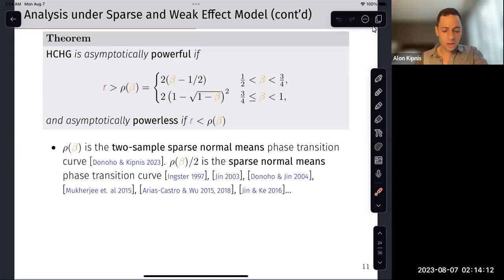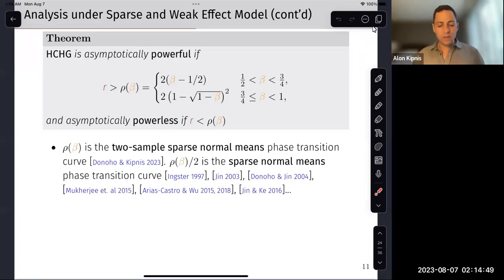Now, the phase transition curve tells you that if your signal strength is above that curve, then the test statistic can be calibrated to attain a test with its power tending to 1 while its level tends to 0. And in the other regime, it tells you that no matter how you tune your test, asymptotically this test will have trivial power. The sum of type 1 plus type 2 error has to go to 1. This is what we mean by asymptotically powerful and asymptotically powerless.